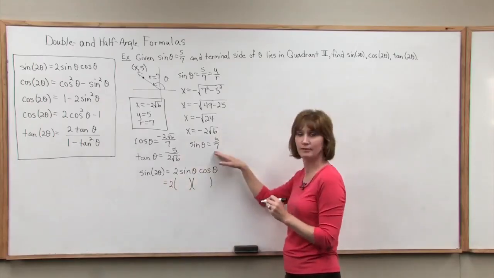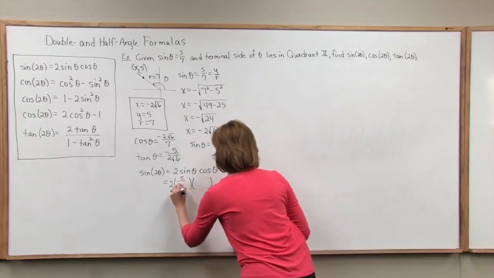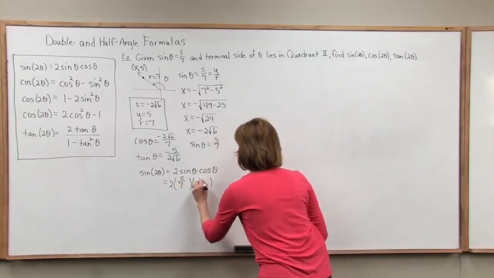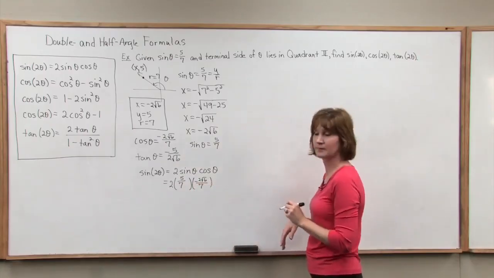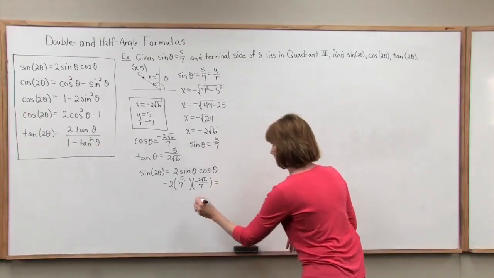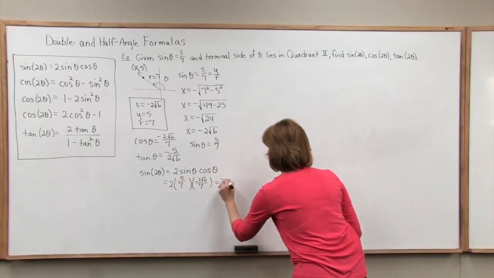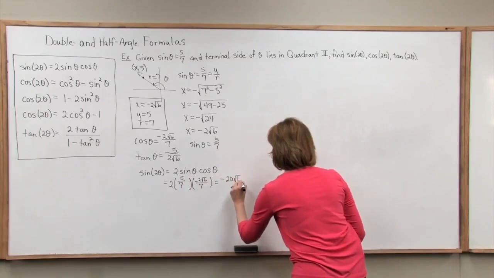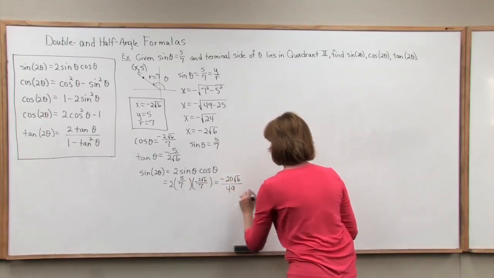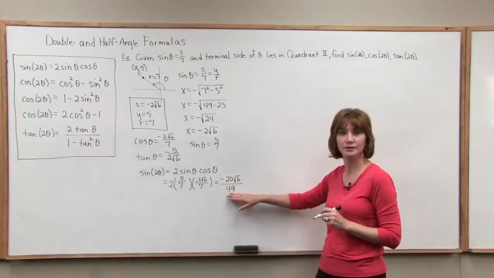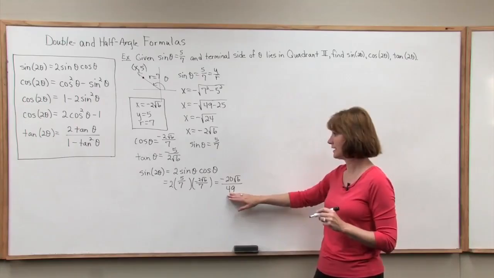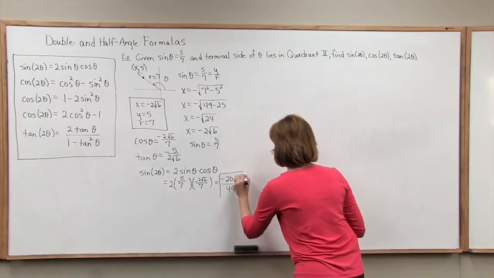Sine of theta, 5 over 7. Cosine of theta, negative 2 square root of 6 over 7. And let's see, what does that give me? Negative 20 square root of 6 over 49. And that can't be reduced. So that's my value for sine 2 theta.